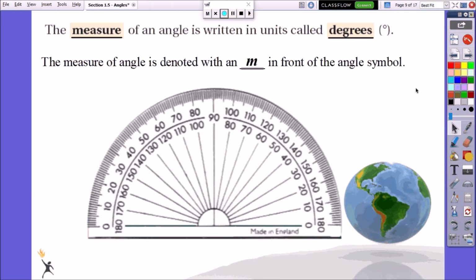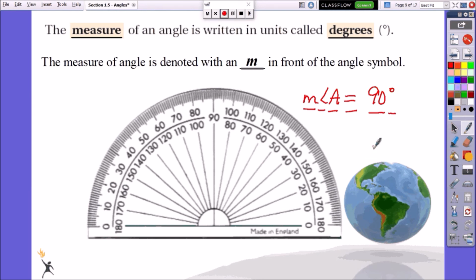And the measure of an angle in your book will be denoted with a little lowercase m in front of the angle symbol. So what I mean by that is, let's say something's a 90-degree angle, and let's say angle A, for instance. So if I had angle A and it's equal to 90, in your textbook, sometimes you'll see an m in front of the angle symbol. And all this is really saying is the measure of angle A equals 90 degrees. So don't let that m fool you.